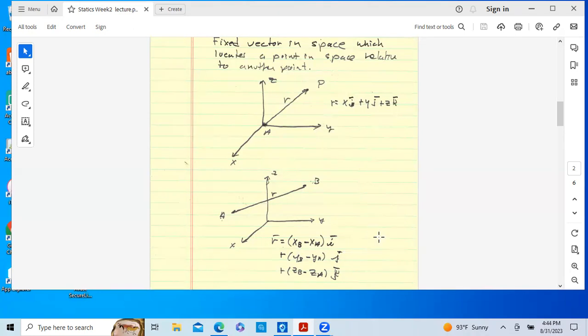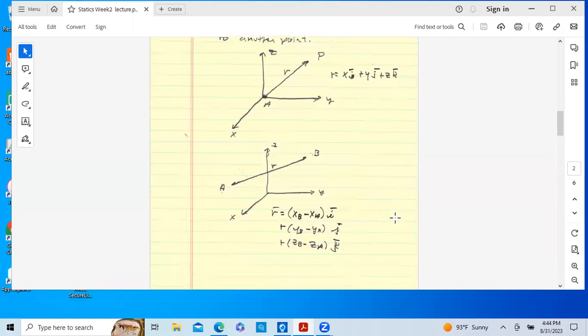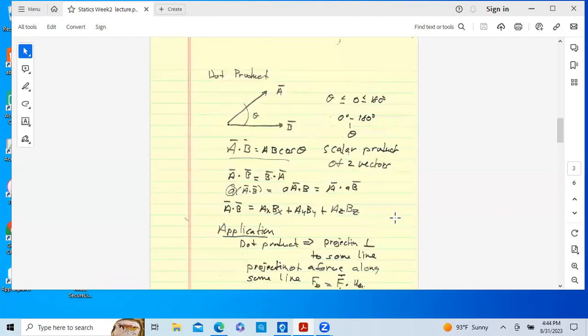A little bit more to it when you have 2 points that are in space and not one at the origin. So that's the definition of position vector. Dot product. And I consider it an engineering application we can see directly with one of the example problems, why this can be significant.